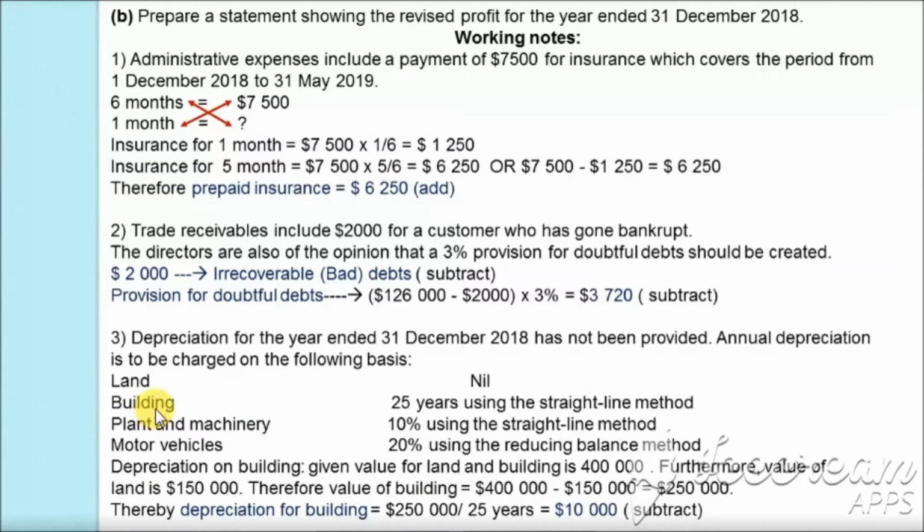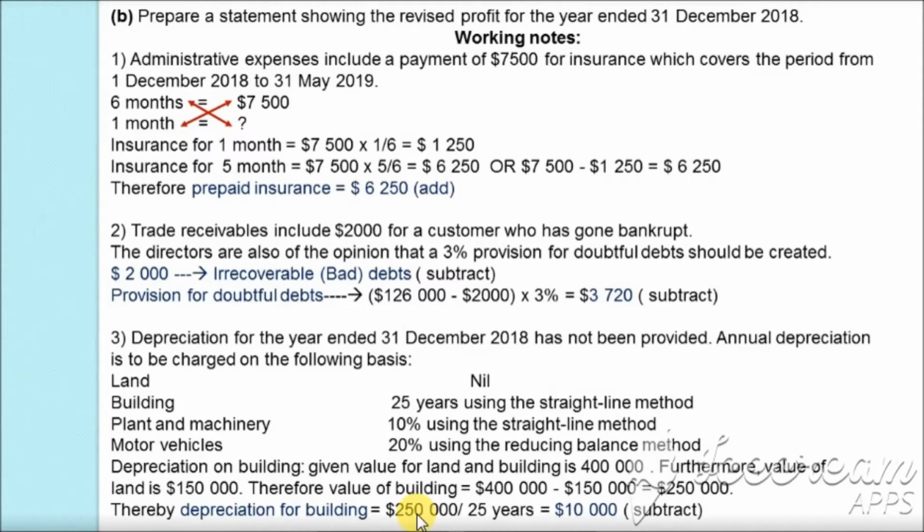Then buildings, we have 25 years using the straight line method of depreciation. It was given that the land value which was included in land and building was $150,000. Therefore, we are going to take the total value of land and building, which is $400,000, and from there we are going to subtract the value of land so that we can get the value of the buildings. So once we subtracted, the value just for building is $250,000.